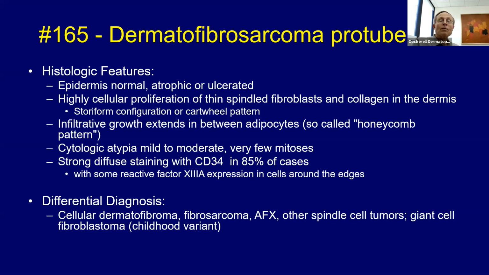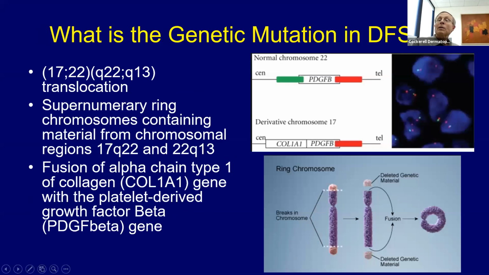And these are just some other soft tissue tumors in the differential diagnosis. And this, I'm going to make this small also, is the genetic mutation for this entity. So it is a chromosomal translocation. Yes, and those of you that put platelet-derived growth factor beta, basically what happens here is you get a fusion of the alpha chain of type 1 collagen with the platelet-derived growth factor beta gene, as you see demonstrated in these little diagrams here.